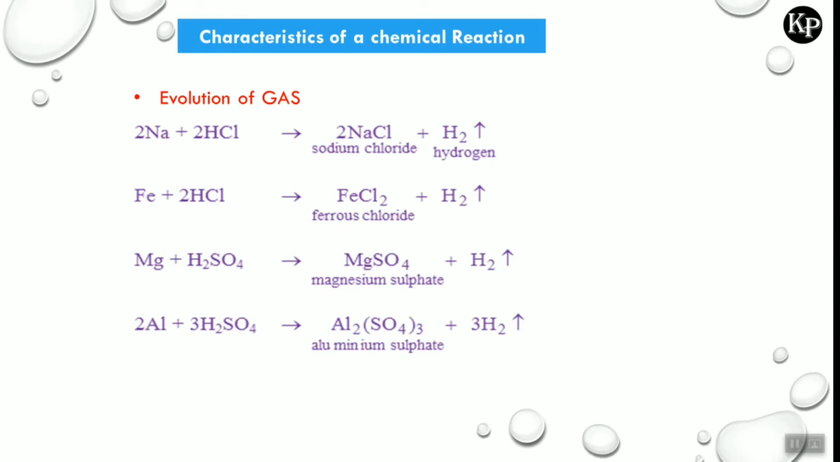Evolution of gas. See the different reactions. In each reaction there is an evolution of gas. Here sodium reacts with HCl, forming sodium chloride, and there is evolution of H2 gas. Here iron reacts with HCl, forming ferrous chloride and evolving H2 gas. In this case, magnesium reacts with H2SO4, that is sulfuric acid, and magnesium sulfate is formed, but H2 is evolved. In the case of aluminium, when it reacts with H2SO4, aluminium sulfate is formed, but there is evolution of H2 gas. This means in all these reactions evolution of gas takes place.